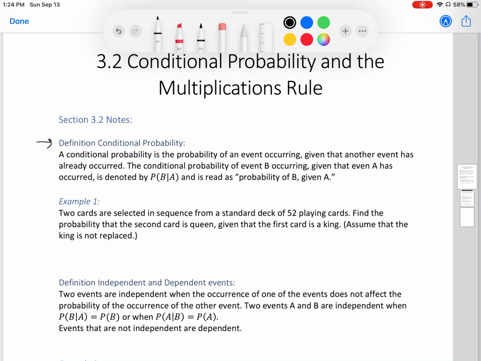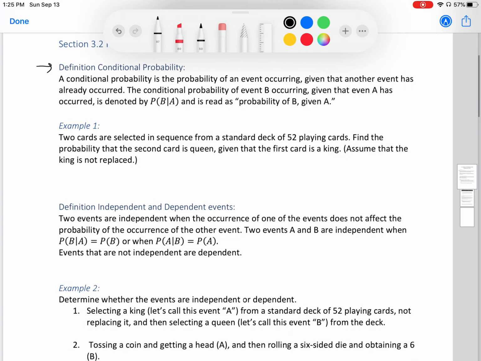Example 1. Two cards are selected in sequence from a standard deck of 52 playing cards. Find the probability that the second card is a queen, given that the first card is a king. Assume the king is not replaced. All right, so we have two options to consider. The first one is to find the probability that the first card is a king.